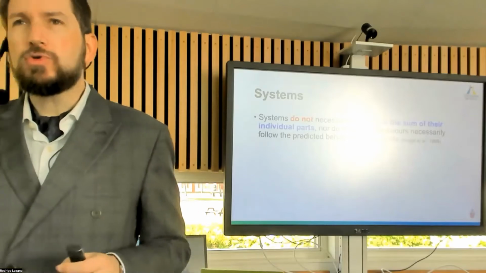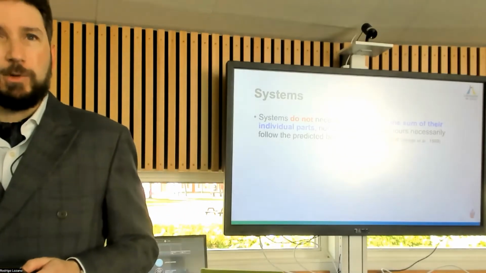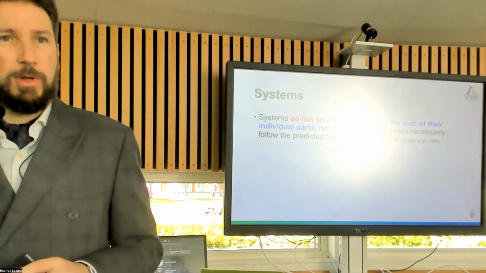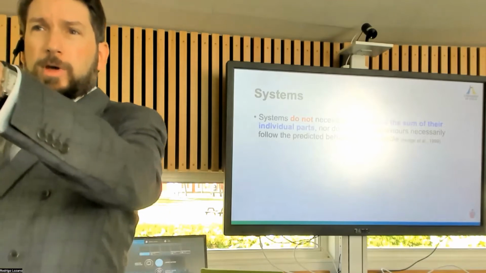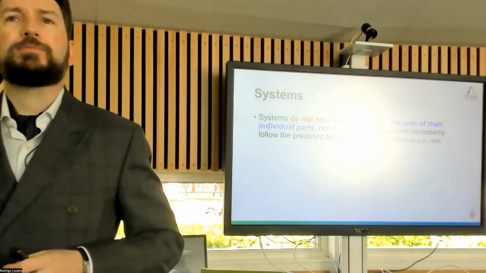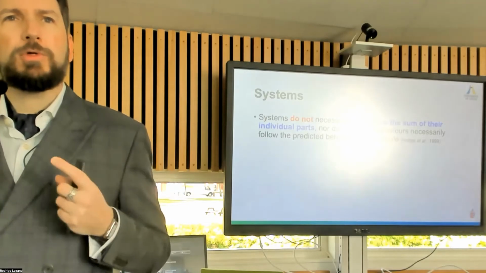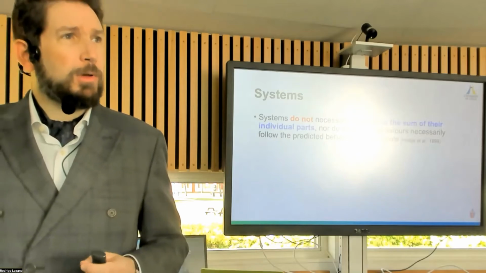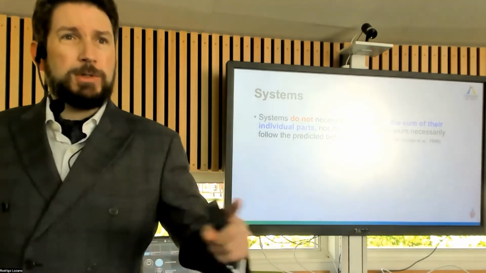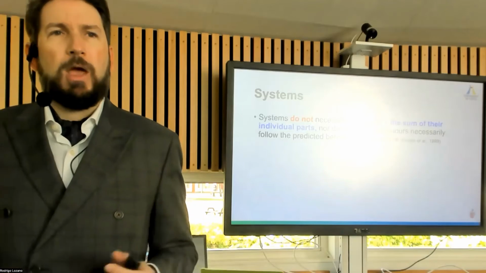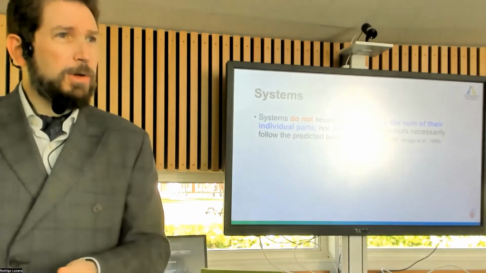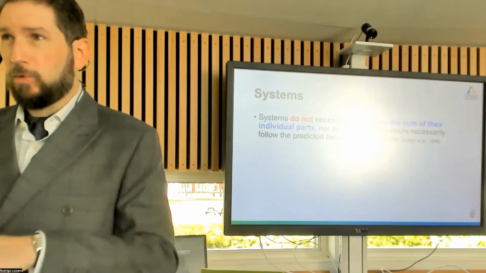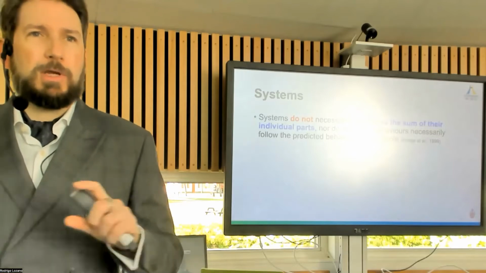So systems do not necessarily behave as the sum of their individual parts, nor do the parts' behavior necessarily follow the predicted behavior of the whole part. So if you think, for example, of a river, or if you look behind you, you have a little pond, right? Which direction is the water going? If you think of a river, which direction is the water flowing? Does it always flow from one side to the other, upstream to downstream? No, the river as a whole moves upstream to downstream, but there are different movements within the river. So some parts of the river are not behaving in the same way as other parts.